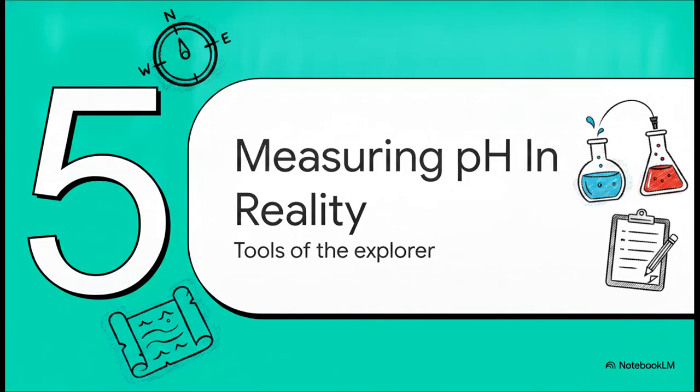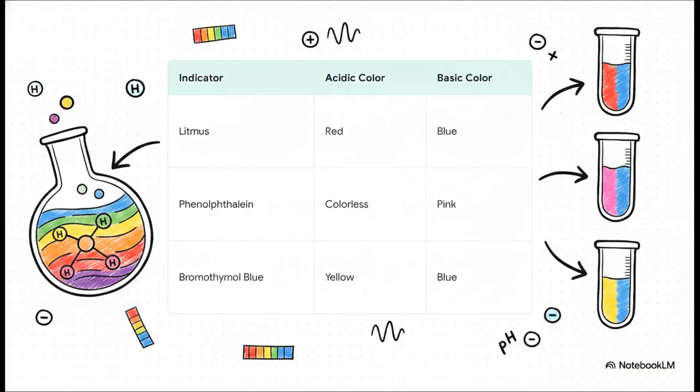And finally, Section 5, Measuring pH in Reality, the tools of the explorer. So let's move to the physical world. One of our most colorful tools in the lab is the pH indicator. Indicators are actually weak acids or bases themselves, but they have this really special property. When hydrogen ions attach or detach from the indicator molecule, the molecule physically changes its shape, and that structural change alters how it absorbs light, giving us a literal visual color cue.